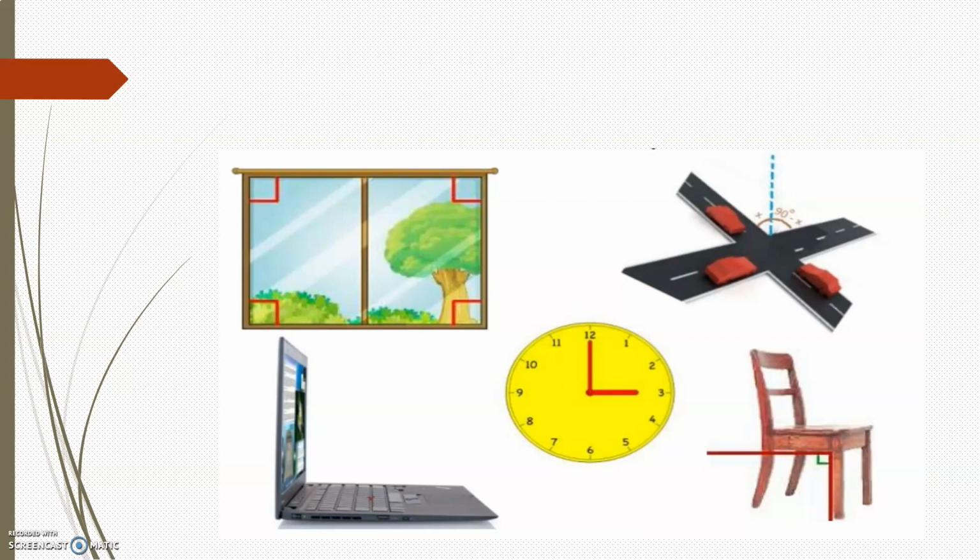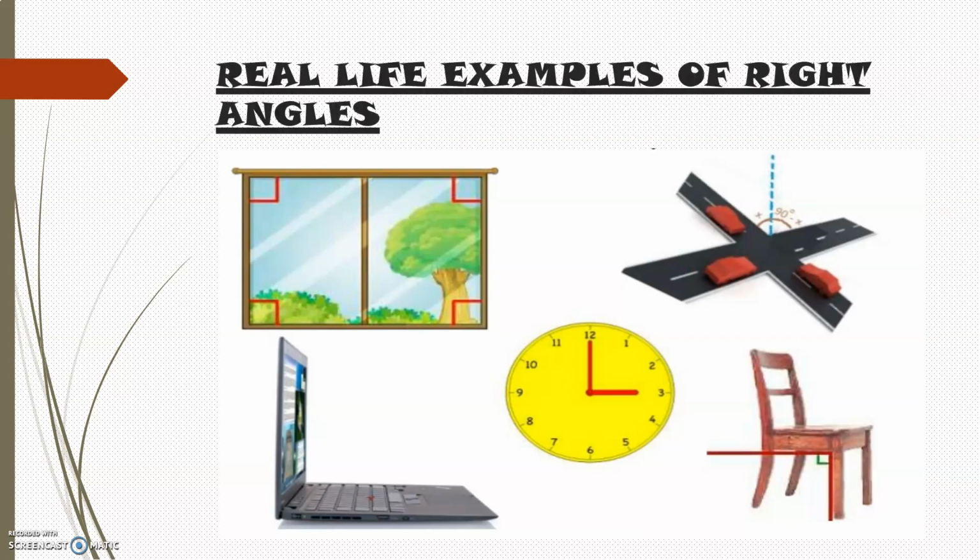And here are some of the real life examples: the edge of the window, the road, which is a plus corner road, the chair, the clock and the half folded laptop. So these are some of the examples for a right angle.